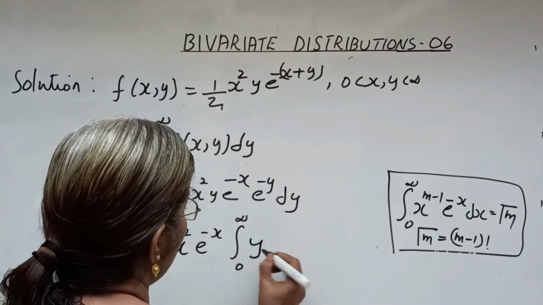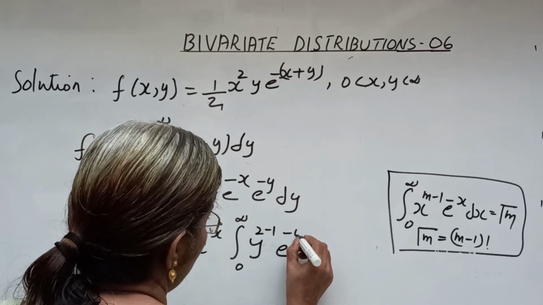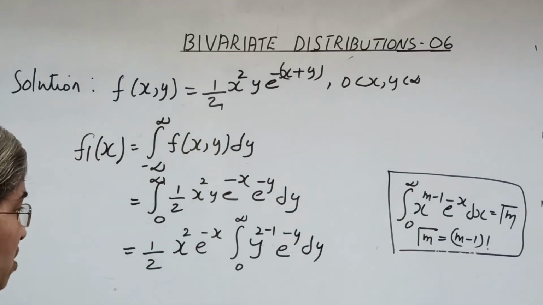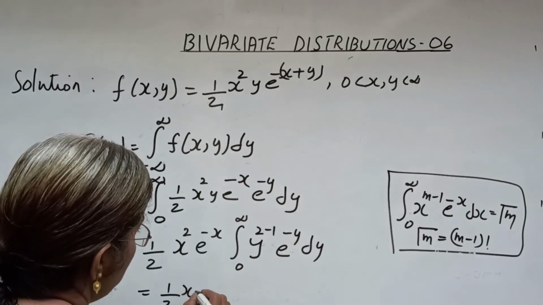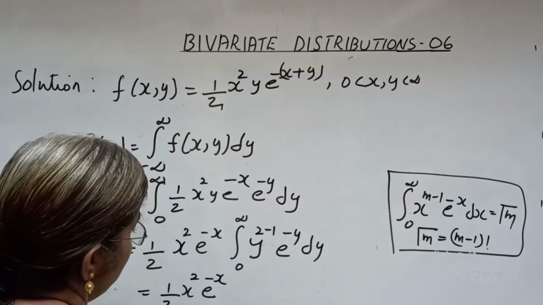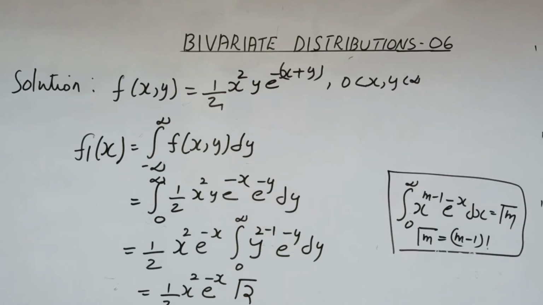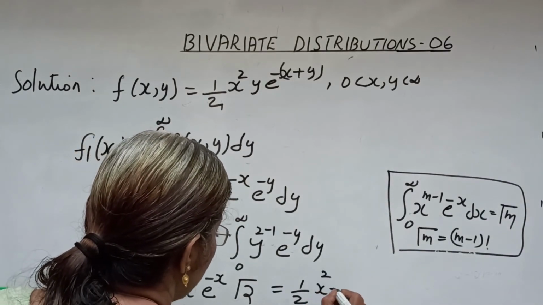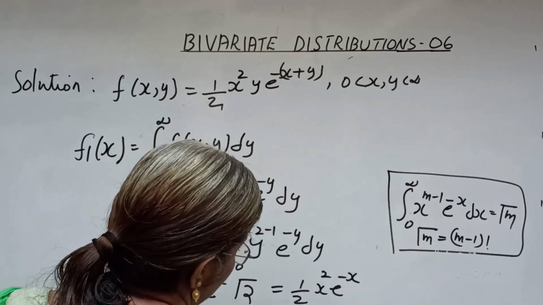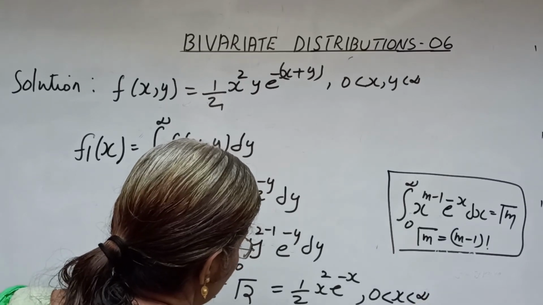We have y e raised to minus y, which can be written as y raised to 2 minus 1 e raised to minus y dy, and we know this as gamma 2. So 1 by 2 x square e raised to minus x into gamma 2, and we know gamma 2 equal to 1 factorial. So 1 by 2 x square e raised to minus x, 0 less than x less than infinity.